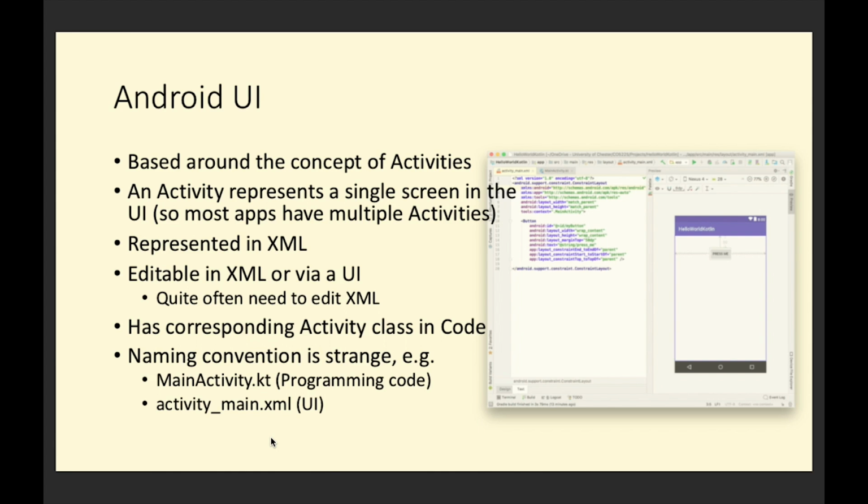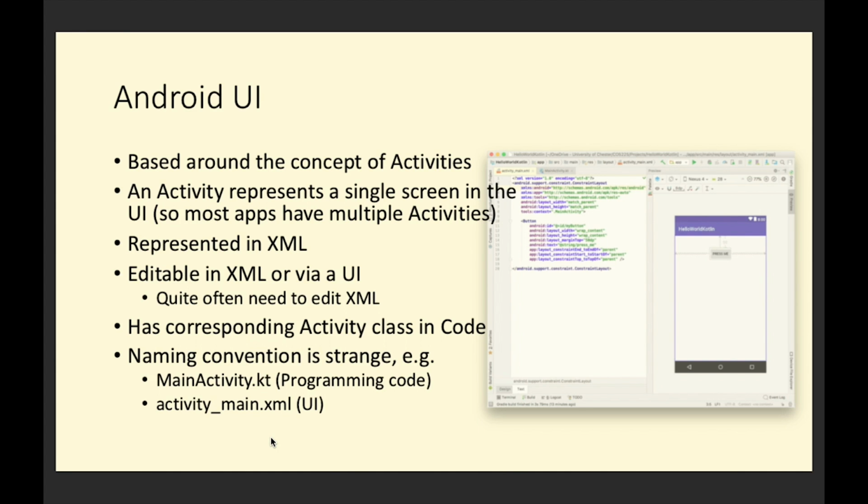So the Android UI is based around this idea of activities. Each activity is like a screen. One activity can start off another activity, and we can go to the different screens. Typically they're represented in XML. And as I've shown you already, we can see the XML and we can see the editor. Unfortunately, quite often we actually need to modify the XML. It's not just drag and drop, although we can get a fair bit done with drag and drop.